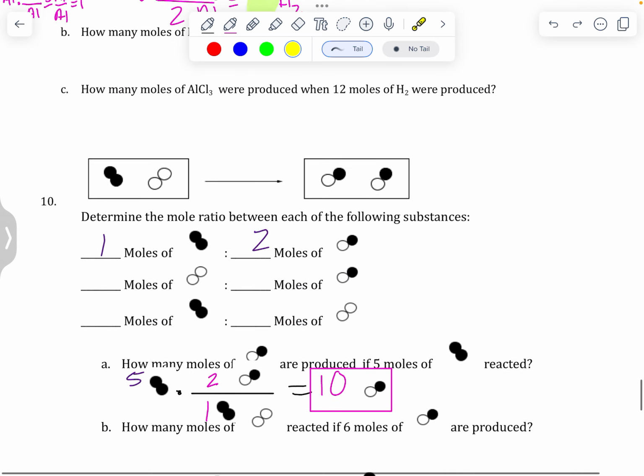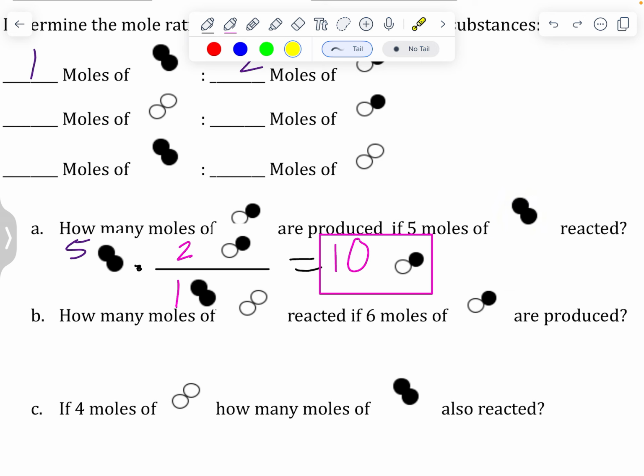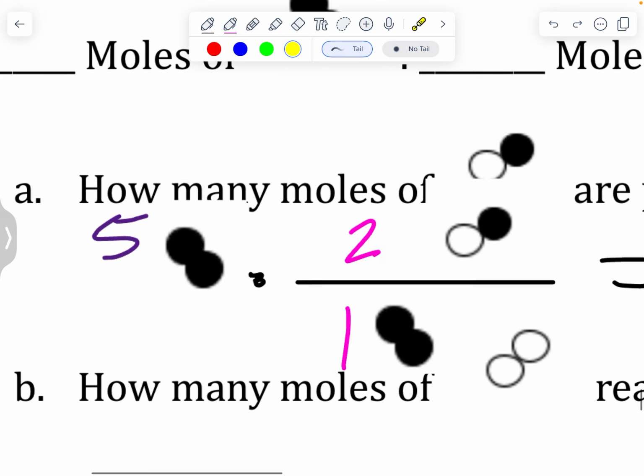Lastly, I have for number 10, particle pictures, and I have balanced equations for my particle pictures. So how many moles of each substance do I have? Well, this particle, I only have 1. This particle, I have 2. So I'm going to write those numbers down, finish the rest. For A, how many moles of this particle are produced if 5 moles of this particle reacted? Well, what do I start with? 5 moles of this particle. Again, you can write moles, but if you don't, I will not count it against you. So here I'm going to write 5 of this particle, and then I'm going to bring that same particle down to the bottom just to cancel out that unit.